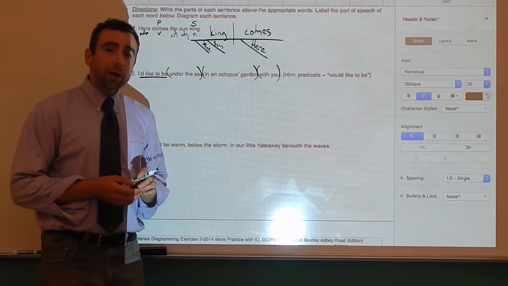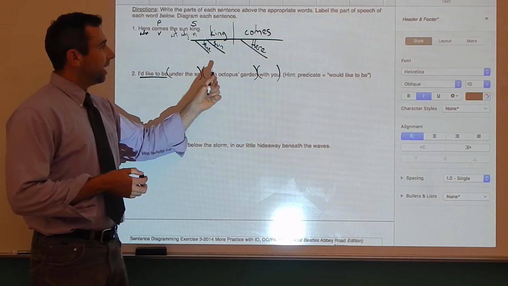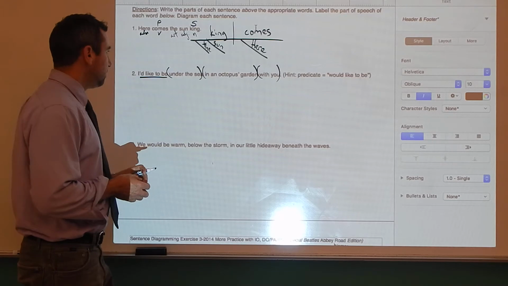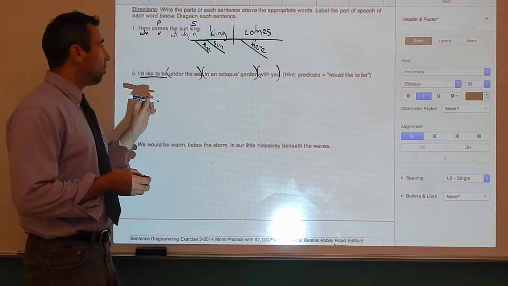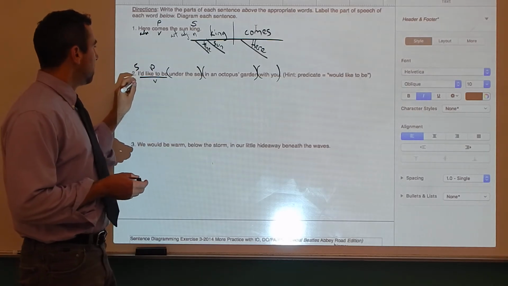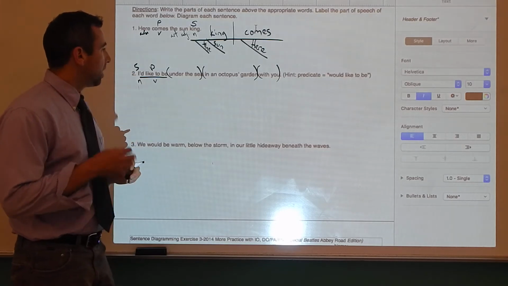Okay, there are 3 prepositional phrases. Under the sea, in an octopus's garden, and with you. That leaves us with this as the sentence: I would like to be. And we know that would like to be is the predicate, so that's also the verb. That means that I must be the subject, and therefore a noun.